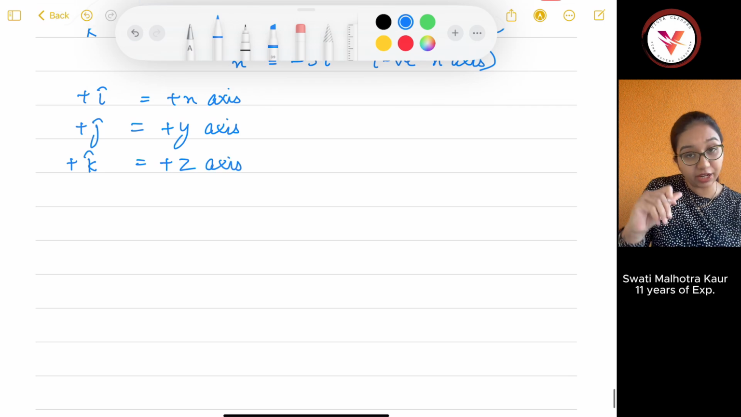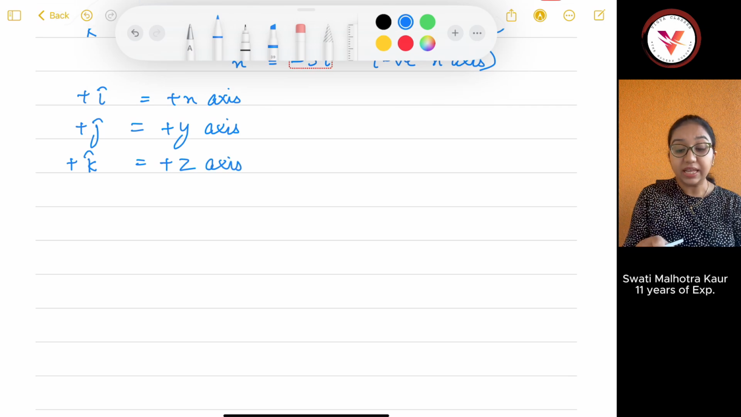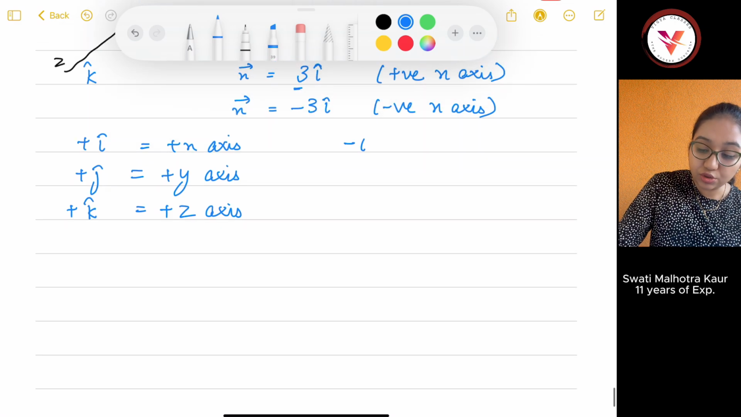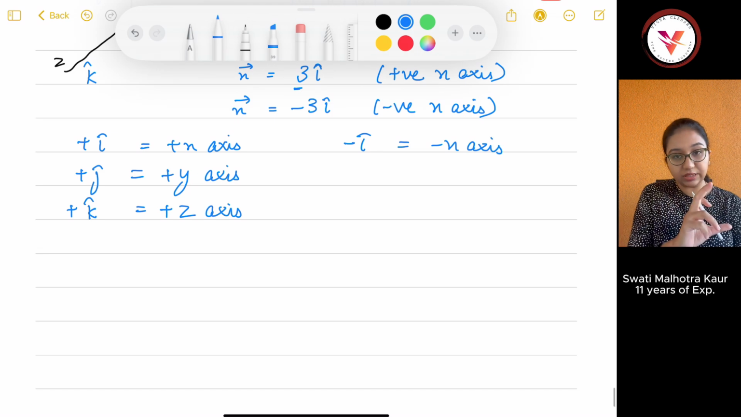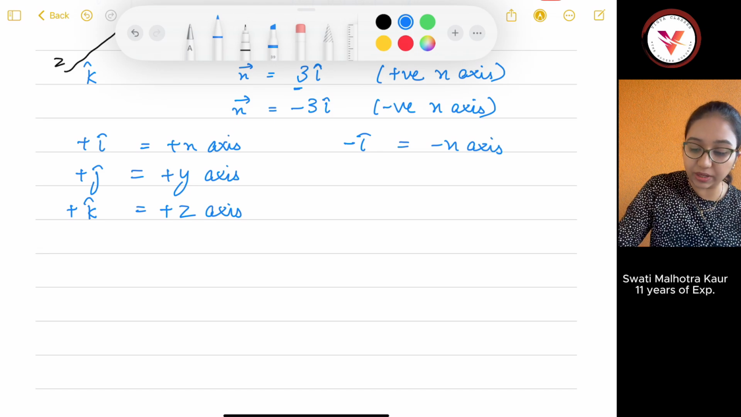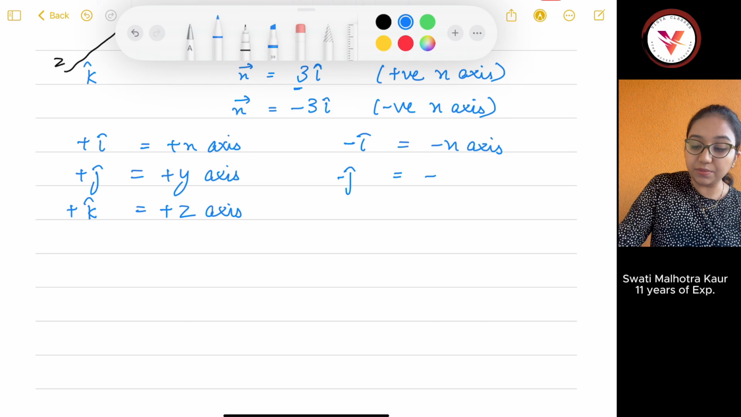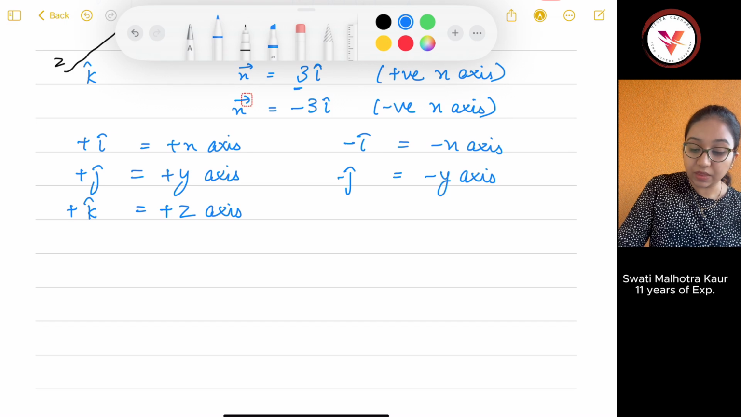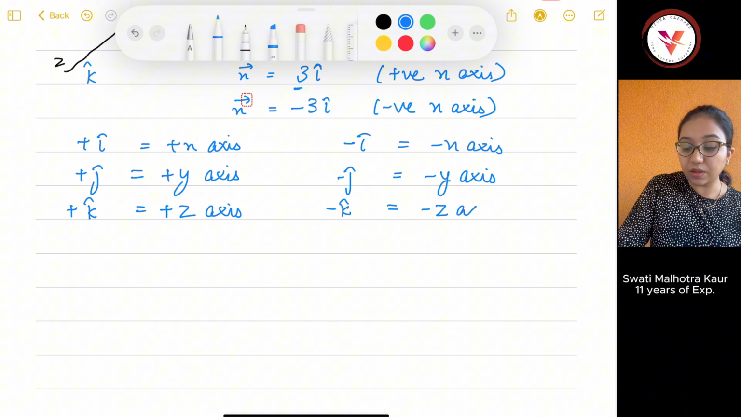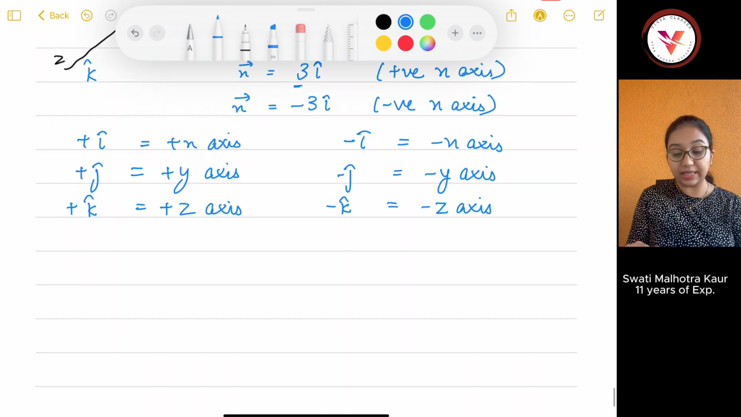So you have a negative of that when the direction is opposite. The positive becomes negative. We have already discussed that. So when you are using the minus x-axis, you have reversed the direction. The minus sign automatically comes there. It's minus j cap for minus y-axis and minus k cap is minus z-axis. Okay, so it is something like that.